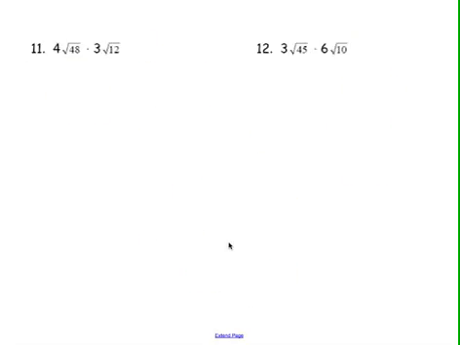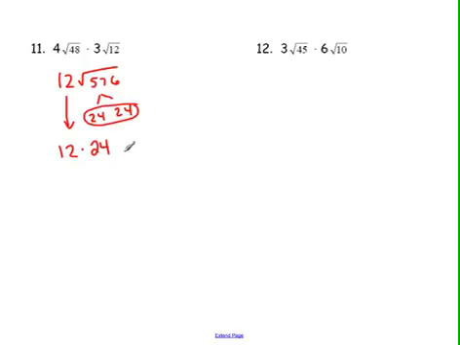Number 11, we're just going to multiply these numbers together, so 4 times 3 gives us 12. 48 times 12 gives us 576. 576 breaks down nicely into 24 and 24. So I simply have a 12 on the outside, and since this is a pair, I take the pair out, and since there's nothing left on the inside, I don't have to even draw a radical. A lot of students will say, well, what's left over? Well, there's nothing left over, so don't worry about it. There's just not going to be any radical there. 12 times 24 would just give us 288 as our answer.